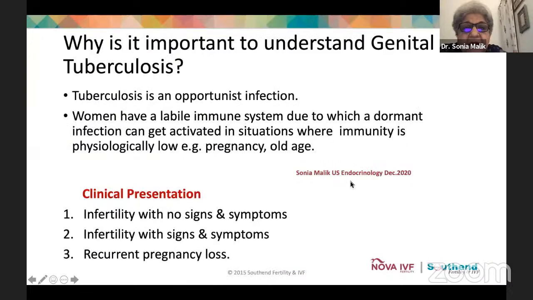So then, why is it so important to understand genital tuberculosis? Because it is an opportunist infection, and with the corona situation coming in, we all know that the immune system plays a huge role in all chronic infections and also in acute infections. Basically, it is the labile immune system of the woman which gets activated at times when the immunity is low, and then causes a problem within the endometrium. The clinical presentation of endometrial tuberculosis would therefore be infertility with no signs and symptoms, infertility with some signs and symptoms, and also recurrent pregnancy loss, which is not talked about so much.